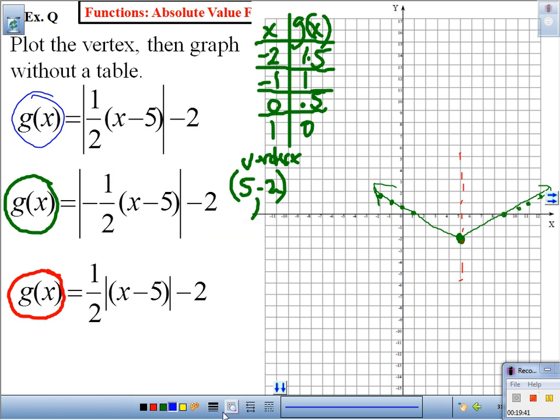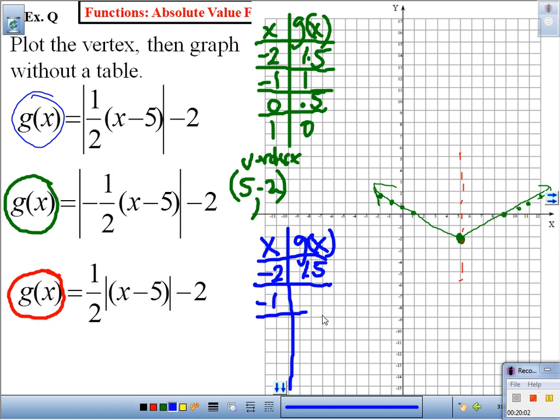All right, let me go with the blue team. X, g of x. When x is negative 2, Clarissa, what'd you get? 1.5. When x is negative 1, Danny? When x is 0, Zab? 0.5. And when x is 1, what'd you get, Leo? 0. Wait a minute. No.